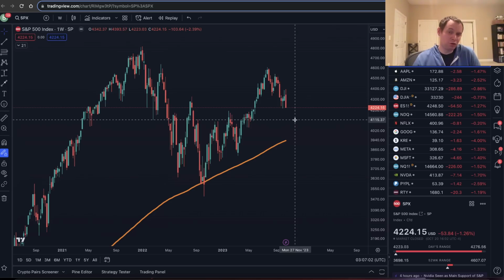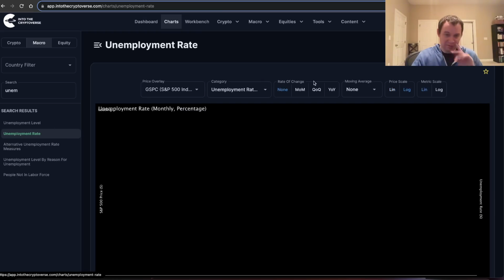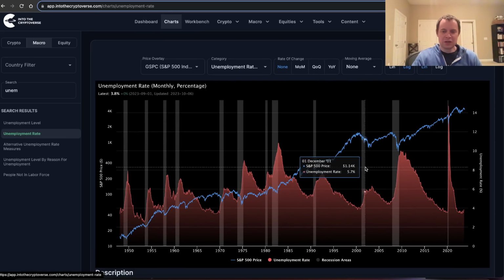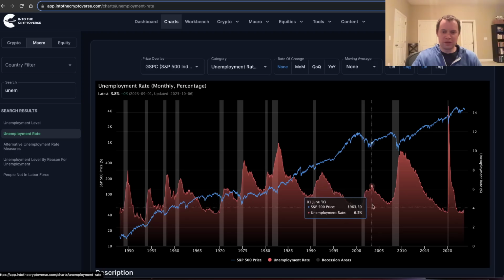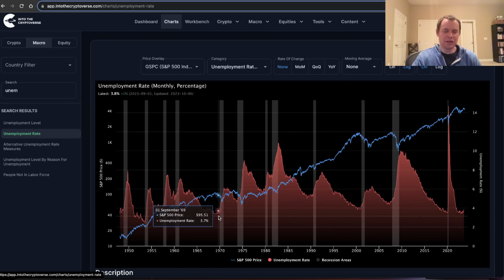That's why the stock market normally bottoms before the unemployment rate peaks. And we know that, right? Don't take my word for it. Look at the unemployment rate. You see how the stock market normally bottoms out before the unemployment rate peaks? Stock market bottomed here, unemployment rate peaked over here. Same thing over and over. Stock market bottoms before the unemployment rate peaks.